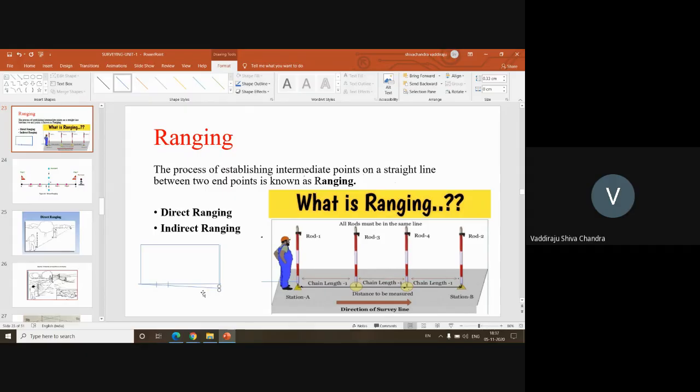But when the two points are not intervisible, that is, when you're standing at A you're not able to see the point B, or when you're standing at B you're not able to see the point A, then we need to go for indirect ranging.